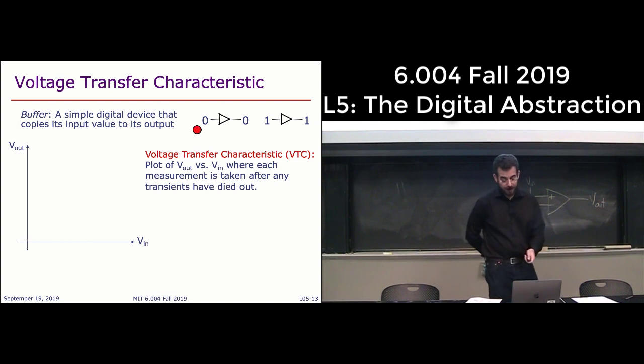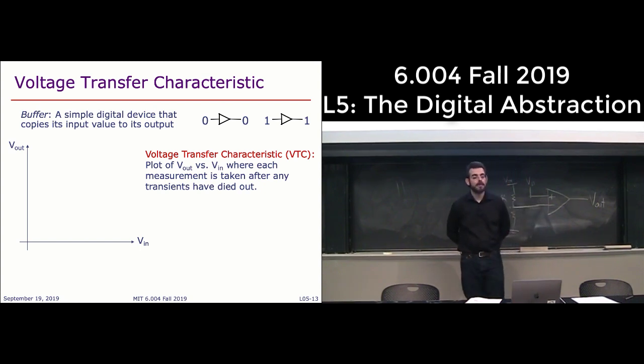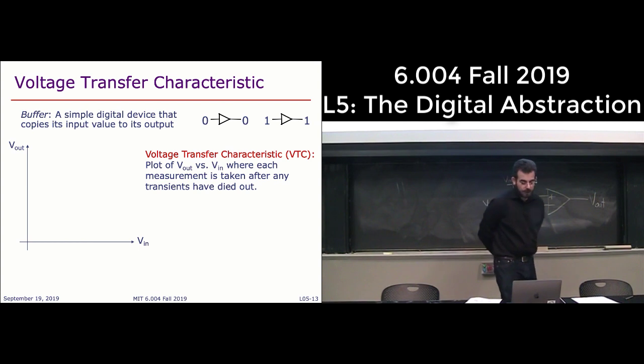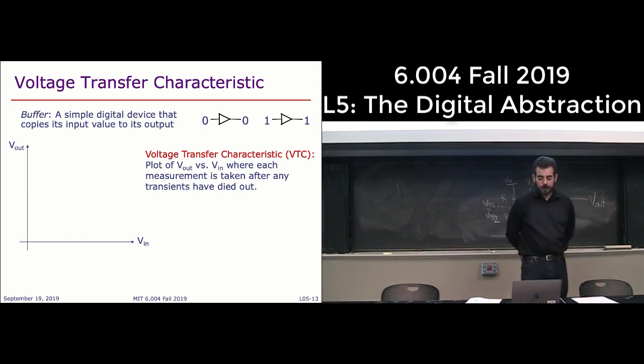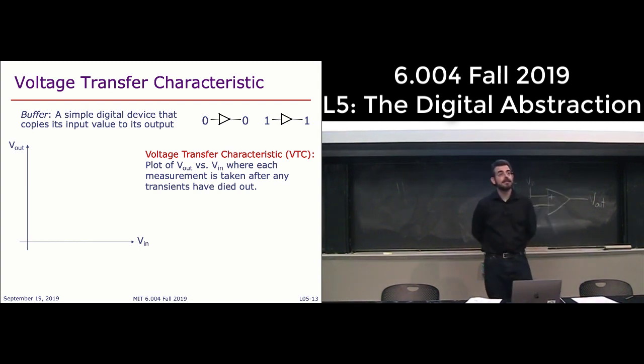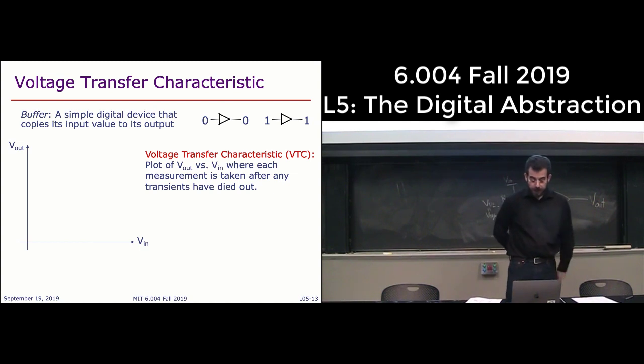So if you give it a valid 0 as an input, it will put a valid 0 at the output. If you give it a valid 1 at the input, it will put a valid 1 at the output. Now, what the voltage transfer characteristic shows is, for each input voltage that you put into this device, or into any digital device, how does the output voltage change? What output voltage do we get?